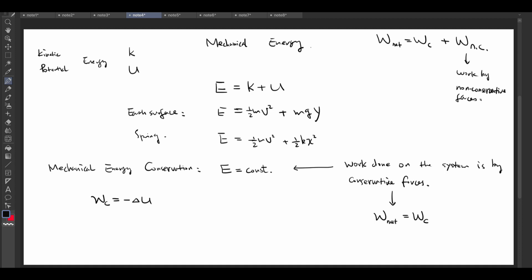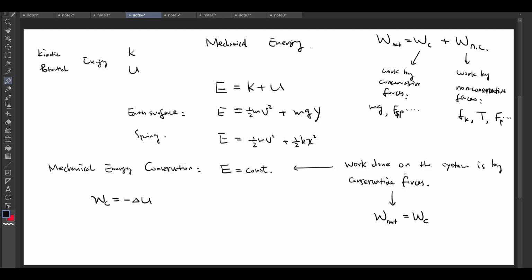forces. Some examples are friction force Fk, tension force T, and pulling force Fp, etc. All those kinds of non-conservative forces. And work by conservative forces. Some examples are gravity mg, F spring, etc.